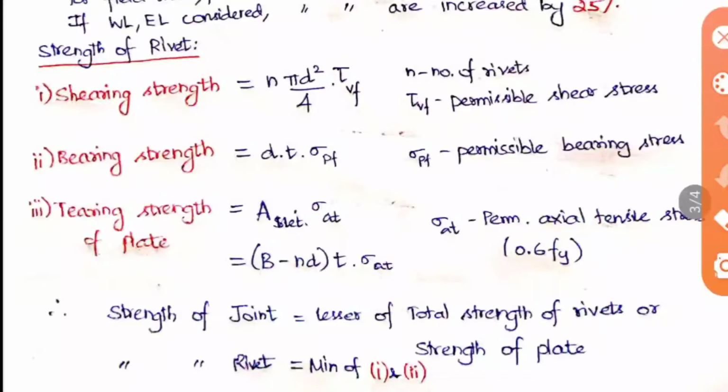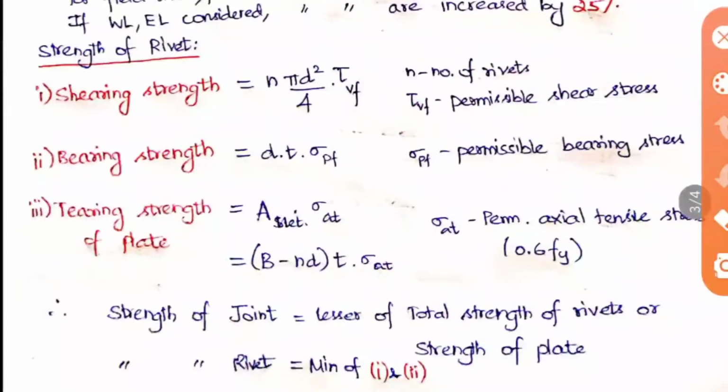And the third one is the tearing strength of the plate. Here it is the net area into sigma at. So it is given as (B minus n d) into t into sigma at. B is the width of the plate, minus n, the number of rivets, into d, the diameter of the rivet, into t, the thickness of the plate, into the permissible axial tensile stress. So this is the tensile strength area, no? Here we use axial tensile stress, which is approximately equal to 0.6 Fy. So these three formulas are very important, and this is the main area for the design of these rivet connections. So you should be very clear with this.